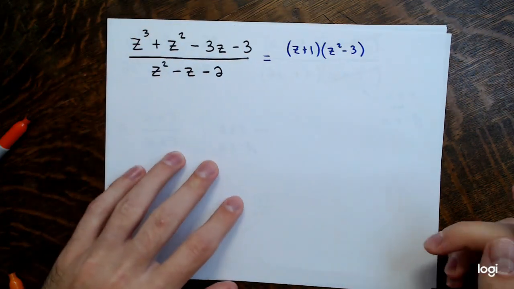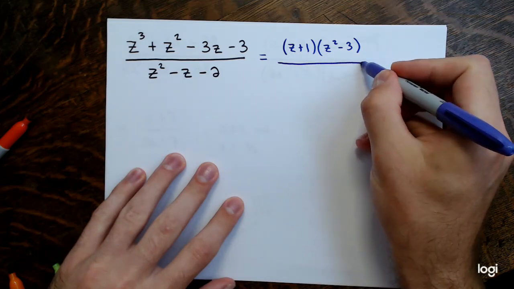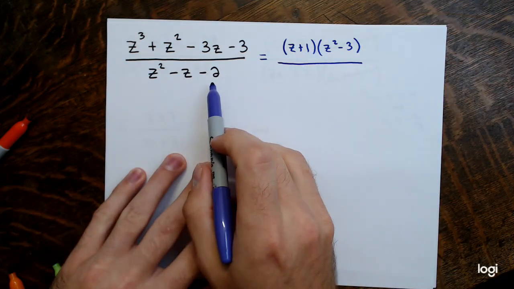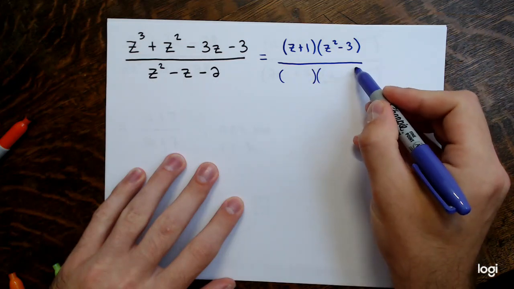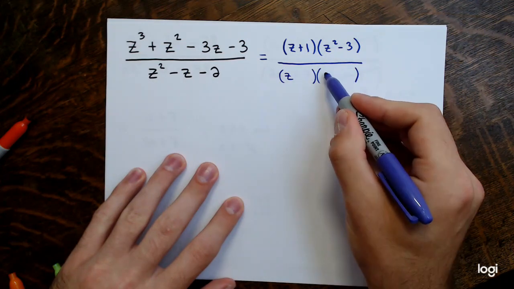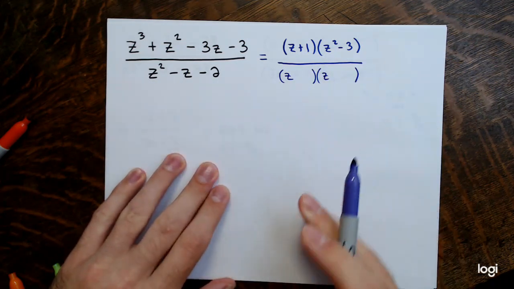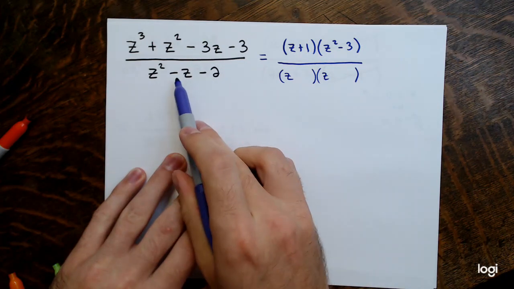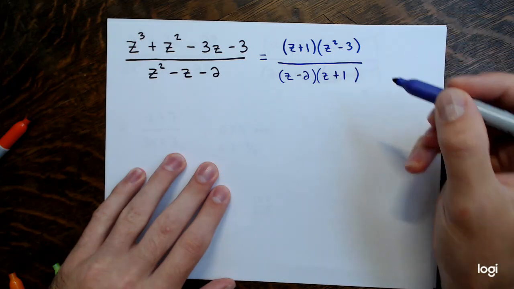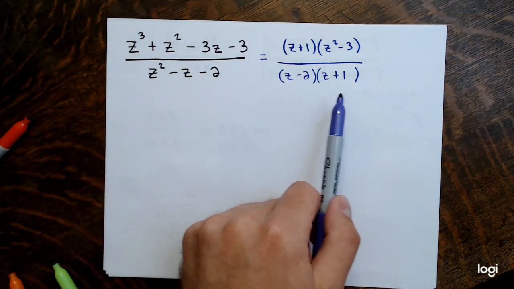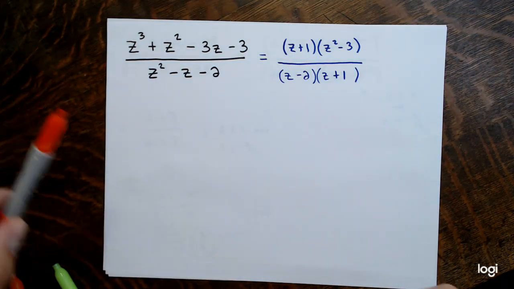So I'm done with the numerator. The denominator is another quadratic. Lead coefficient's 1, so it makes it easy to factor if it is factorable, and it should be. So I got z and z, and then I'm looking for factors of negative 2 that add to negative 1. That'd be negative 2 and positive 1.